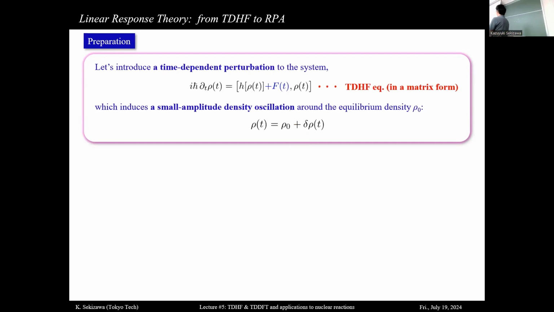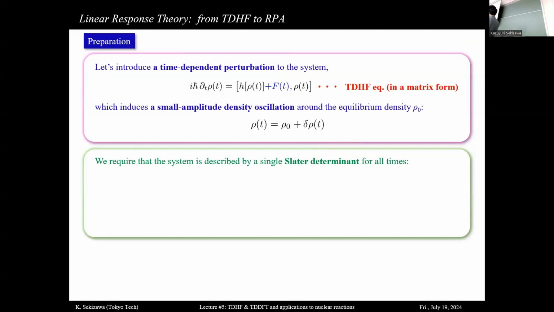According to this perturbation, we assume small-amplitude density oscillations around the equilibrium density rho 0. This means that the time-dependent one-body density can be written as the ground state value rho 0 plus some time-dependent fluctuation. So this is the setup: we introduce the perturbation and the density oscillates in this way around the equilibrium.